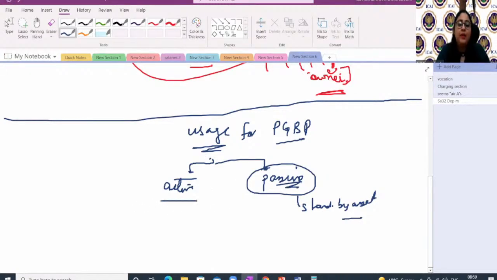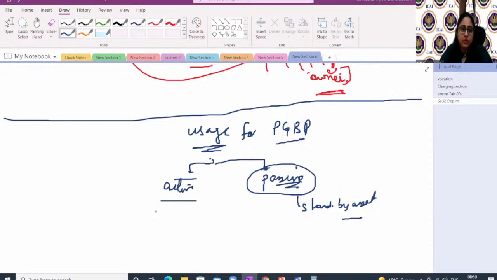Meaning thereby, let us first talk about active use. Plant and machinery used daily for production, for manufacturing, depreciation is allowable. Now there is a fire extinguisher which I am not using, but it is there in that box. Can I claim depreciation on it? Yes. Why? Because it is available for use. I obviously do not have to use it every day actively to claim depreciation. It is there. It is a passive use.